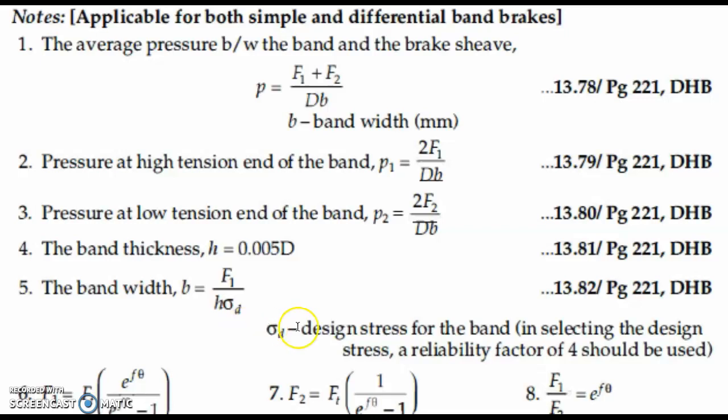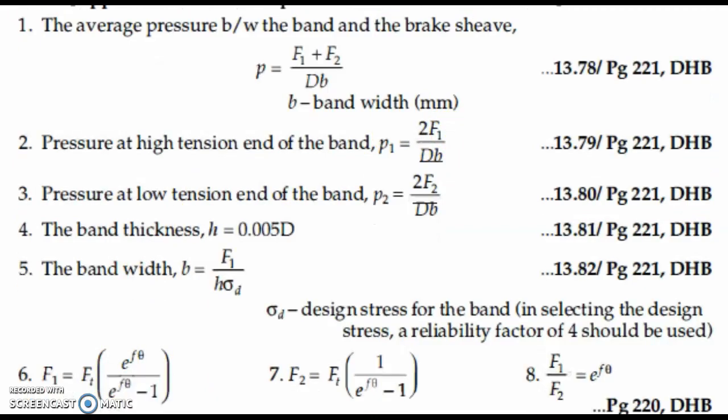Here sigma d is the design stress of band, and all other parameters we already know, that is h is the band thickness, and F1 we already know that is tight side tension. Then another general equation, the F1 value is equal to Ft into e to the power of mu theta, or e to the power of f theta, divided by e to the power of f theta minus 1.